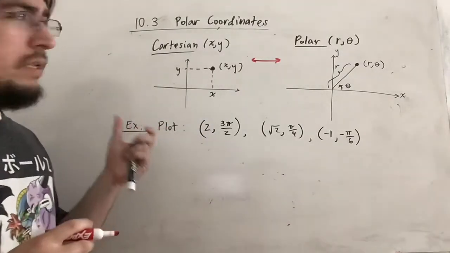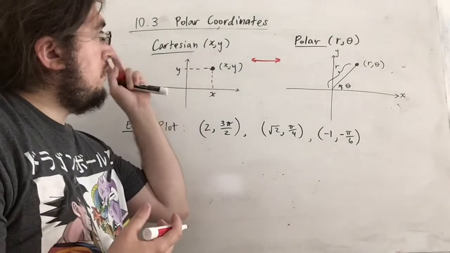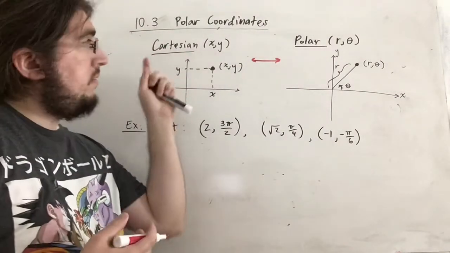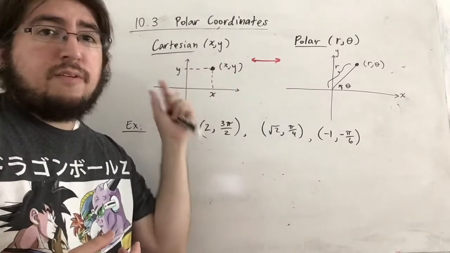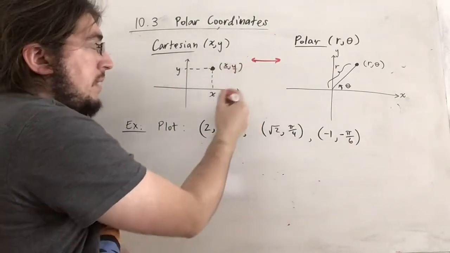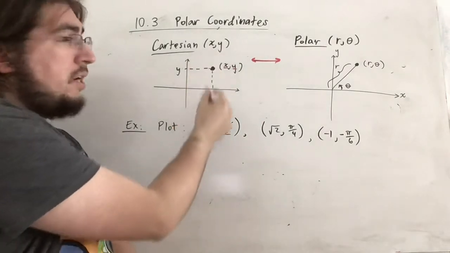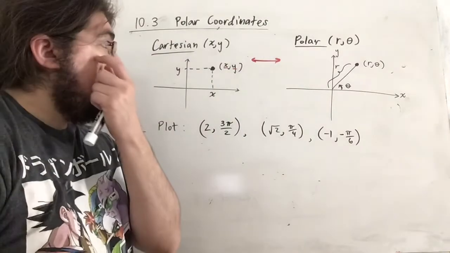So the first thing I want to discuss is what polar coordinates mean. Cartesian, what we kind of know and love, is of the form x comma y. So every point is of the form x comma y. It's its x coordinate comma its y coordinate. This is known as rectangular coordinates sometimes because it creates a nice rectangle like that.